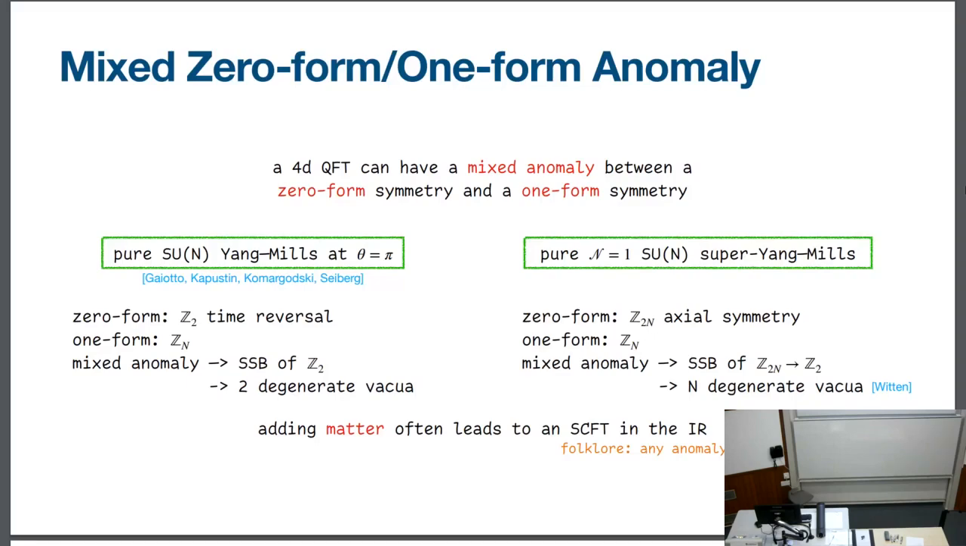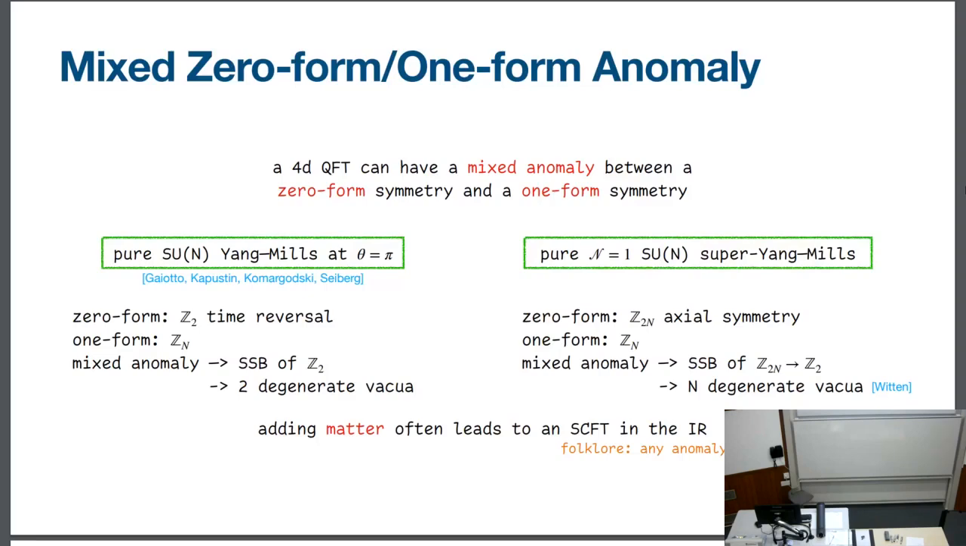However, if you start with a supersymmetric field theory like this, and you say, well, the obvious thing to do is I add some matter. Typically, when you add the matter, you get something which is an SCFT in the infrared. And maybe an SCFT in the infrared is not so interesting, because if you say, well, it's an SCFT with this mixed anomaly, you're not saying very much. Part of that reason is there's sort of a belief that for any anomaly you want, there exists a CFT which can saturate it.